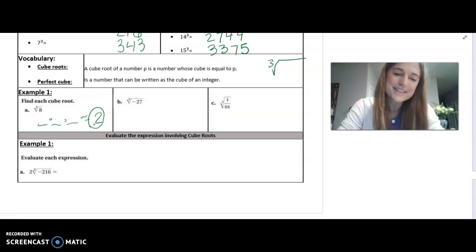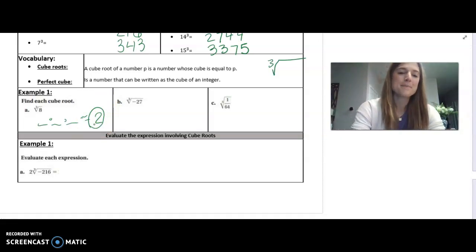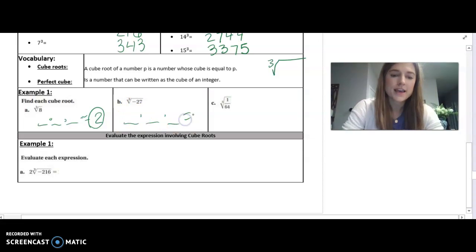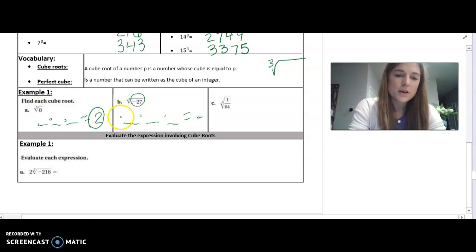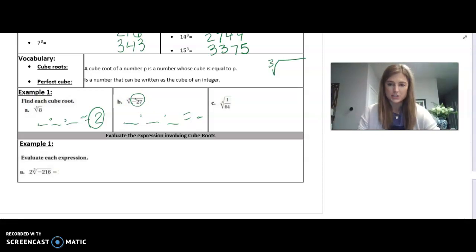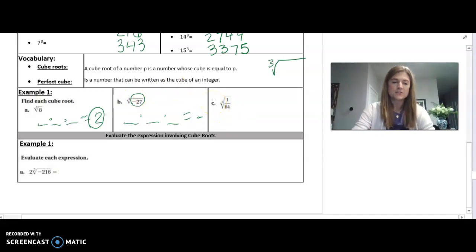Okay, so this next one's a little trickier. It's a negative on the inside. When we're doing something times itself 3 times and you need your answer to be negative, we know that our answer also has to be negative, because if it was a positive number, then you wouldn't be able to get your negative number. So keep that in mind when you're solving these.